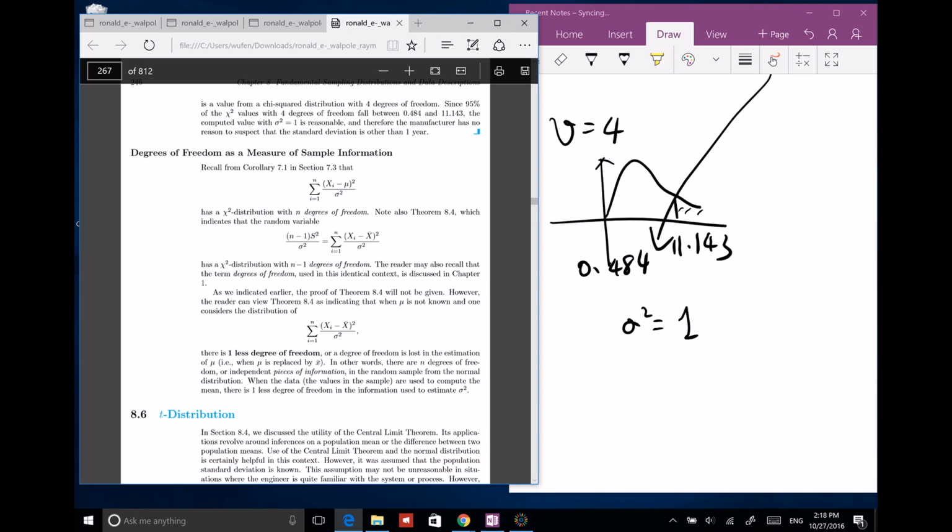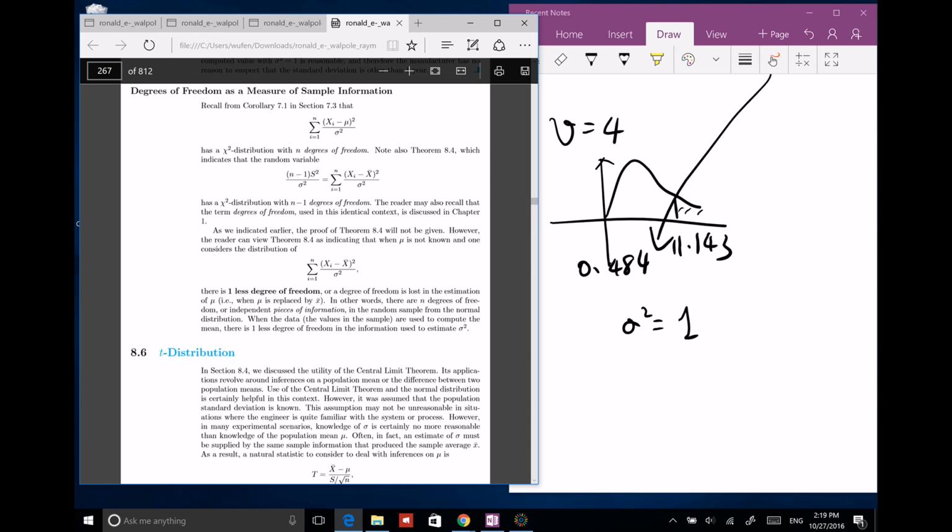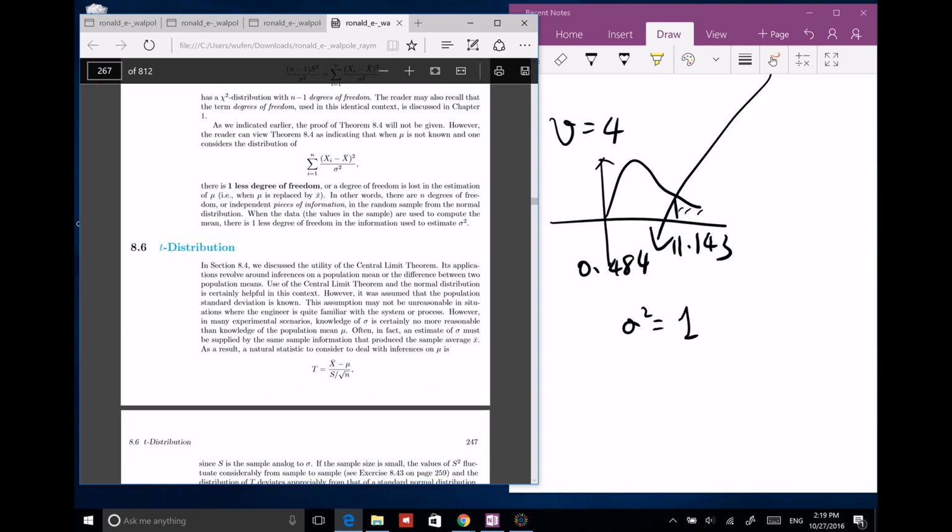8.3, continue. So we have the chi-square degrees of freedom. Why do we have a degree of freedom 1 less? This degree of freedom as a measure of sample information has explained this. There is 1 degree of freedom lost in the estimation of mu, so instead of n degrees of freedom, it is n minus 1. You can read that section to understand that.